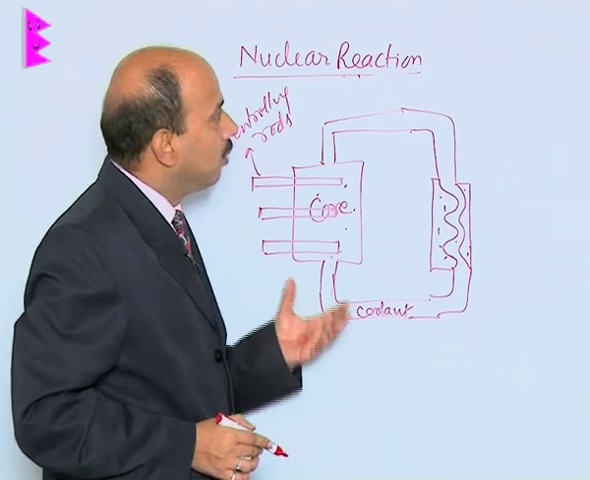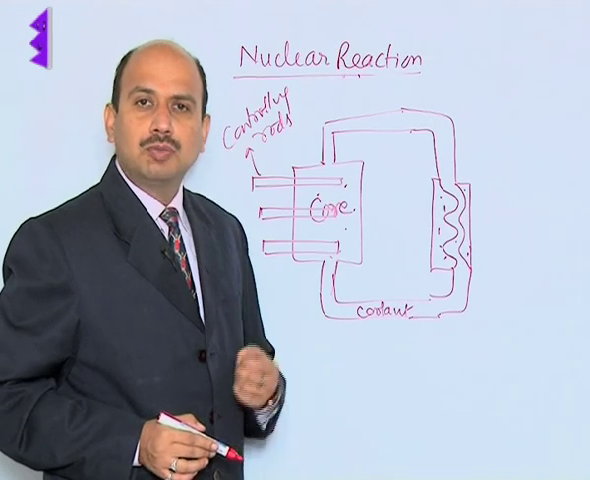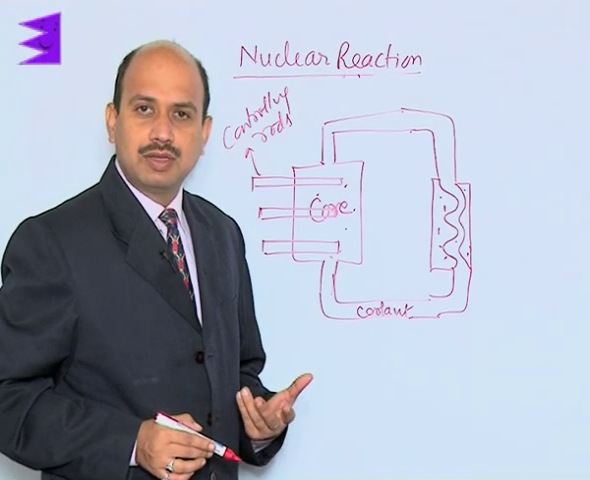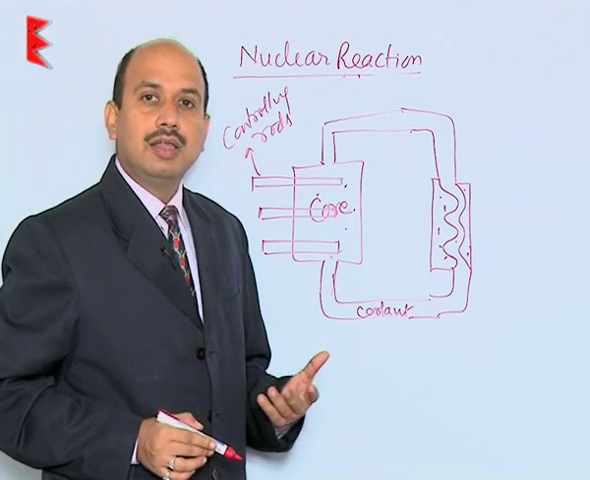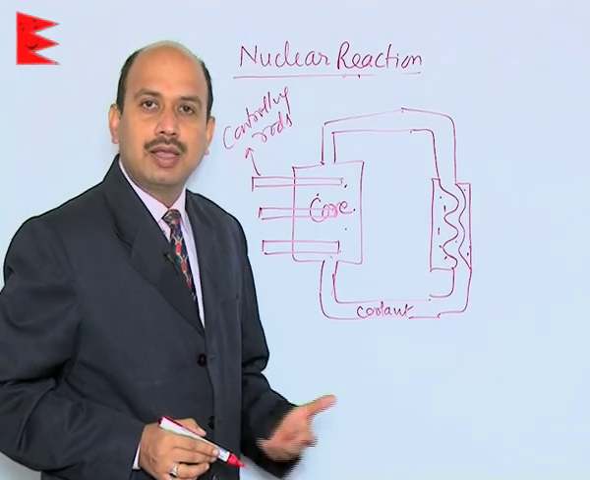Now, the advantage of the nuclear fission reaction is that only a small amount of fuel can give a large amount of energy. There is no problem of replacing the fuel again and again as it is done in the thermal power plant, where coal is replaced again and again.